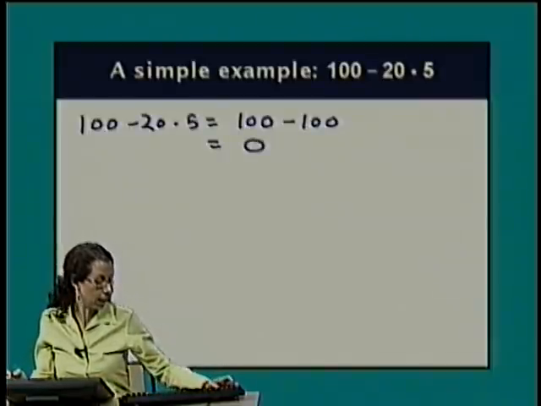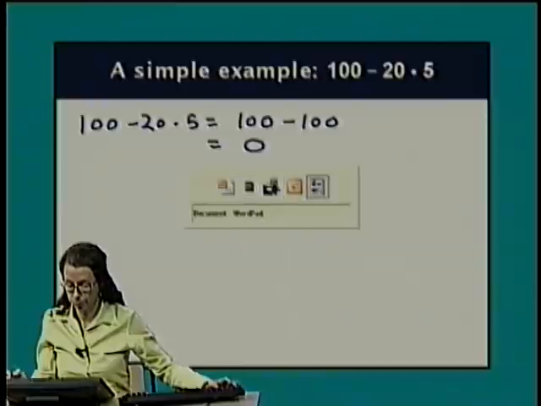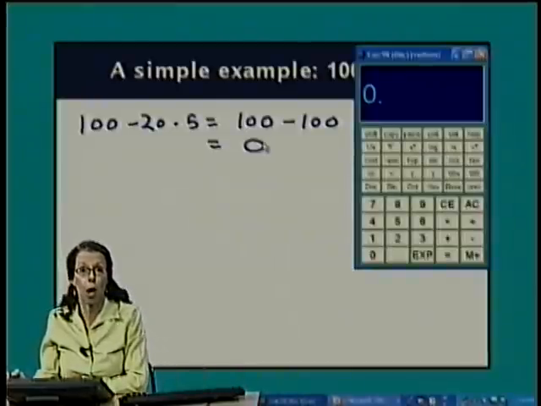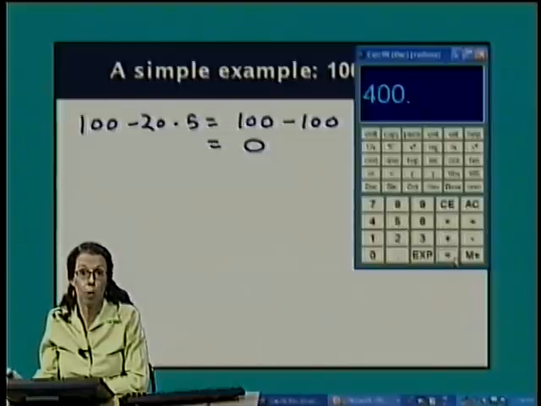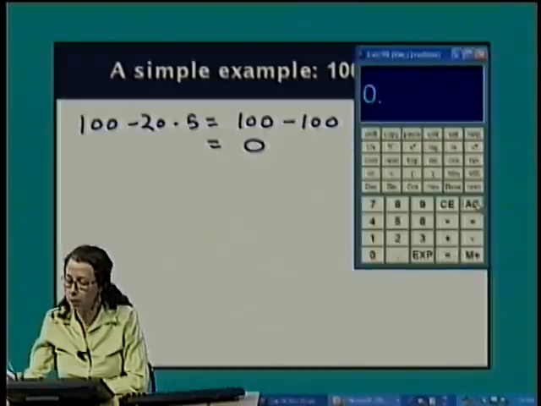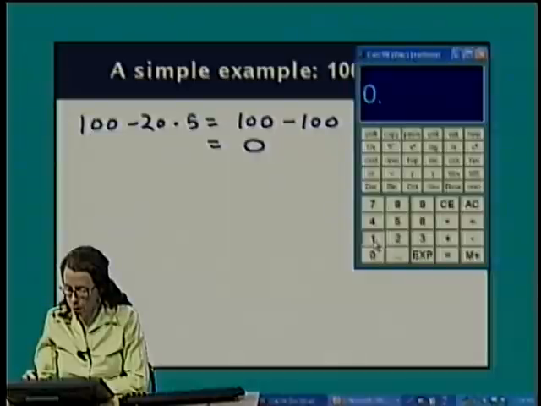So let me pull out a scientific calculator and do this problem. So I'm going to enter the problem just like it's written on the page. 100 minus 20 times 5. Oops, 400. I had gotten 0 when I had done this by hand. So what happened? Let's do this quickly again.